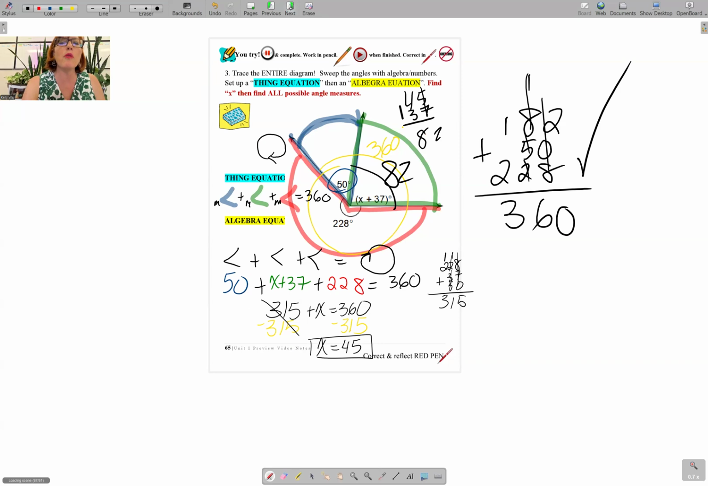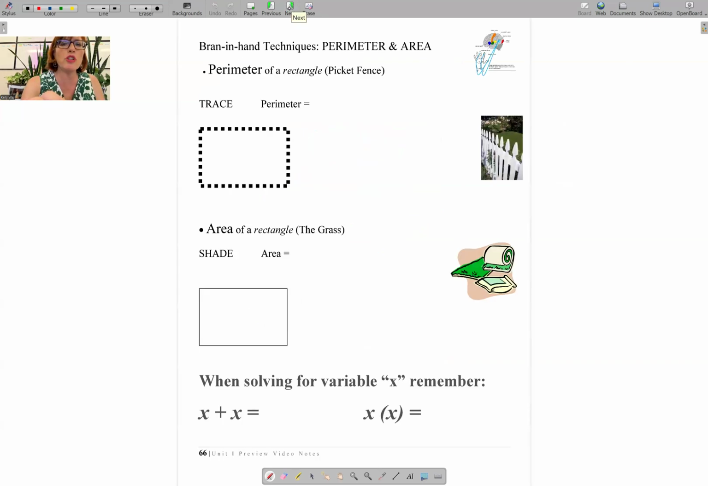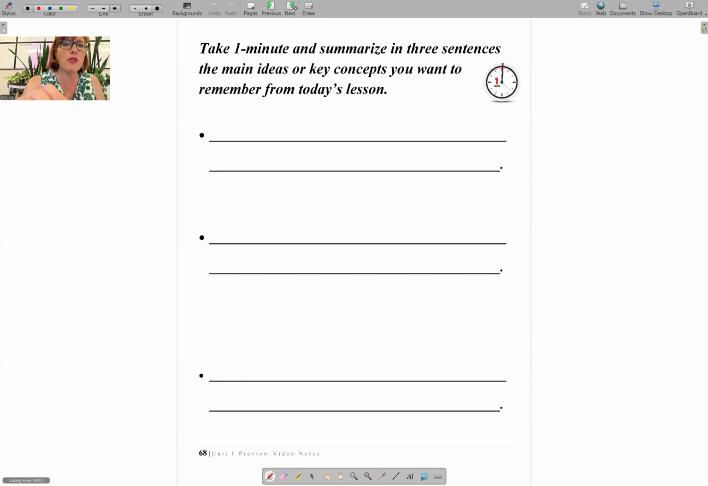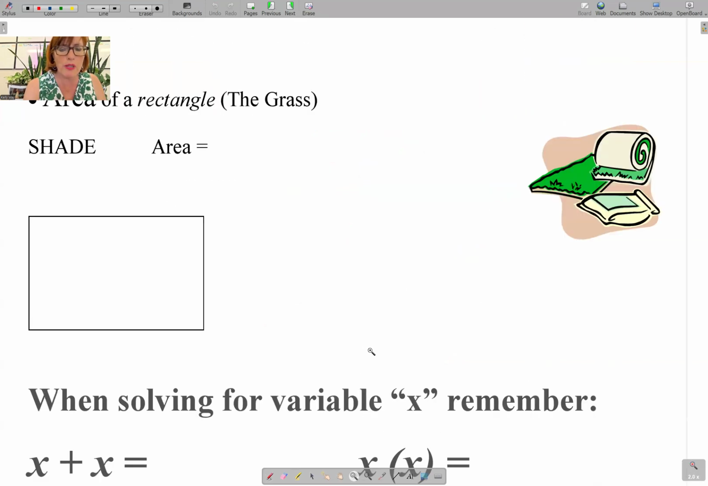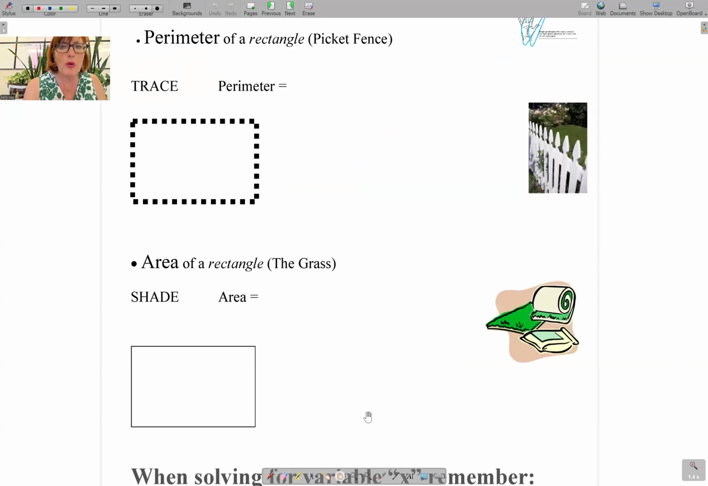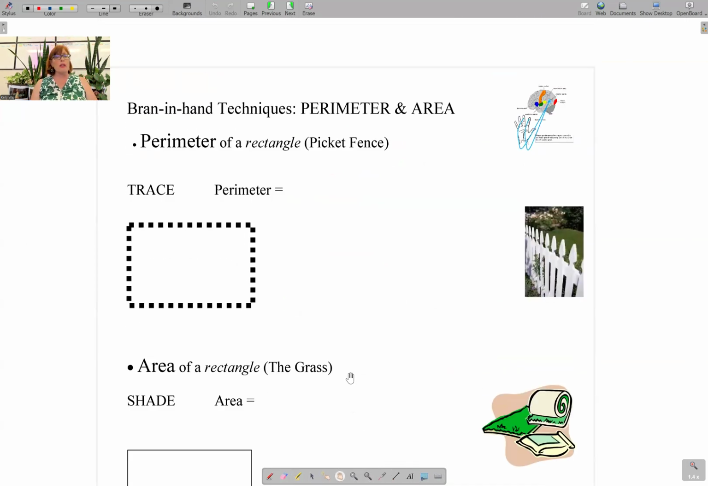Things before algebra. We're in the home stretch here. Home stretch, I know this is longer than usual. You're almost done. Super important. I'll pick up the pace. Your first geometric equation is going to be perimeter and area of a rectangle.